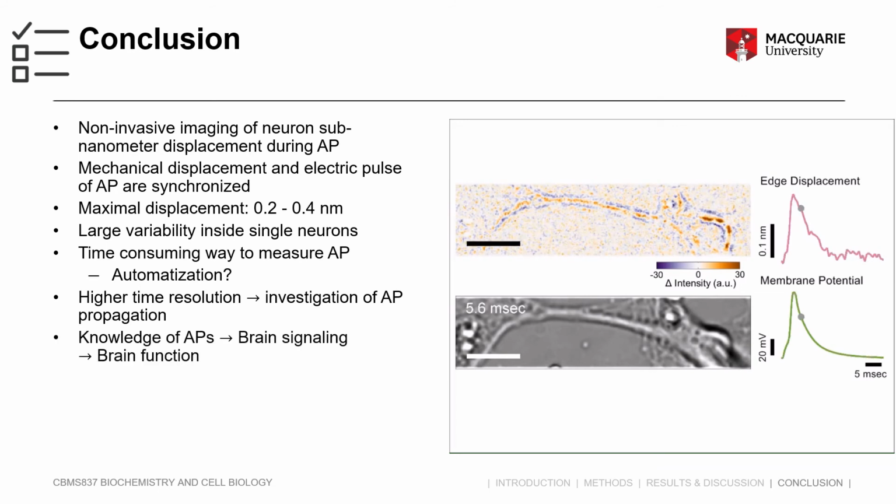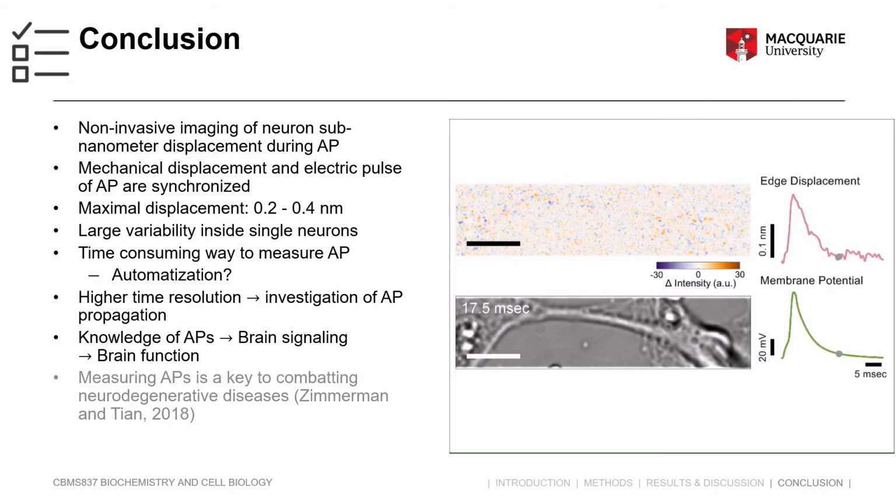The ultimate goal of this is to gain much more knowledge about action potentials. This could lead to knowledge about brain signaling and ultimately brain function. Another area that could have its knowledge increased by this research is the combating of neurodegenerative diseases, as described by Zimmerman and Tian.